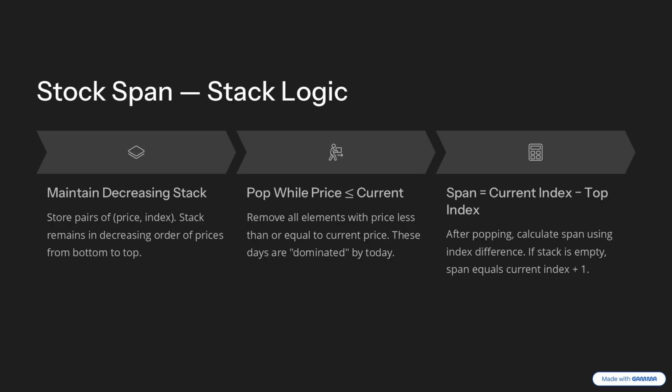We use a decreasing stack of prices with indices. For each day, we pop all previous prices that are smaller or equal. Then the span becomes current index minus the index at the top of the stack. If the stack is empty, the span is the entire range.